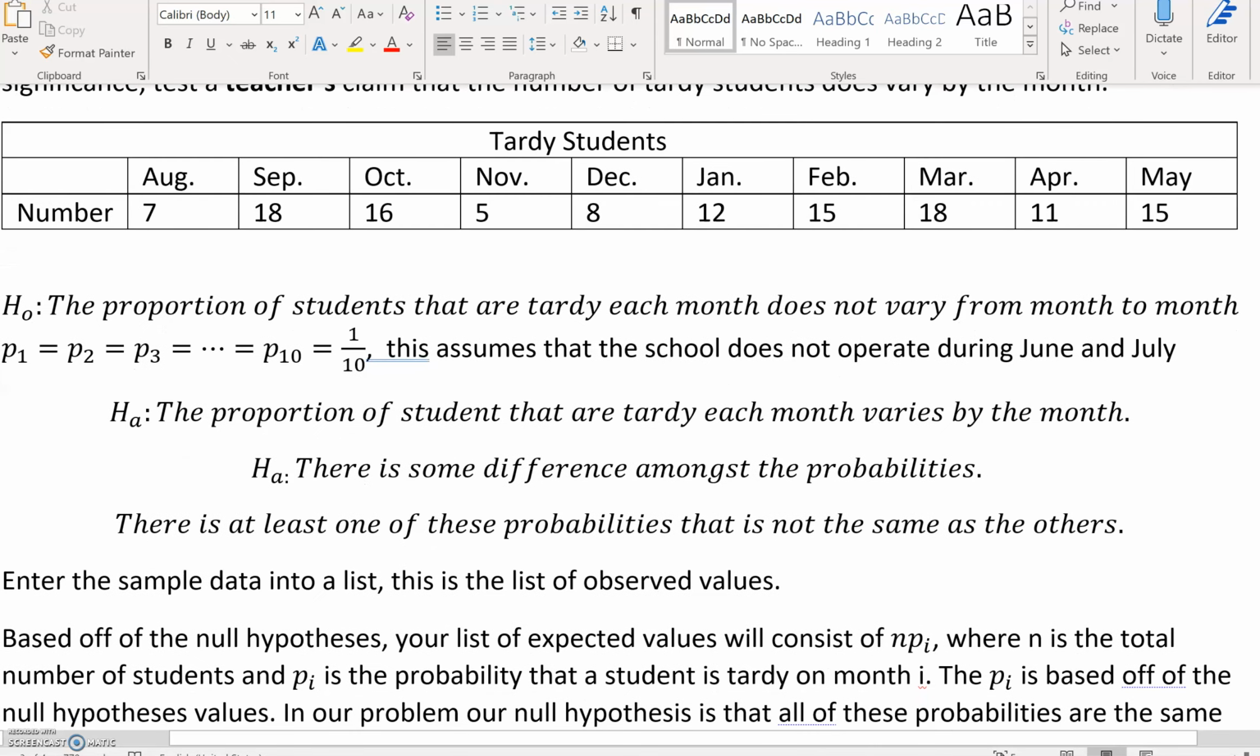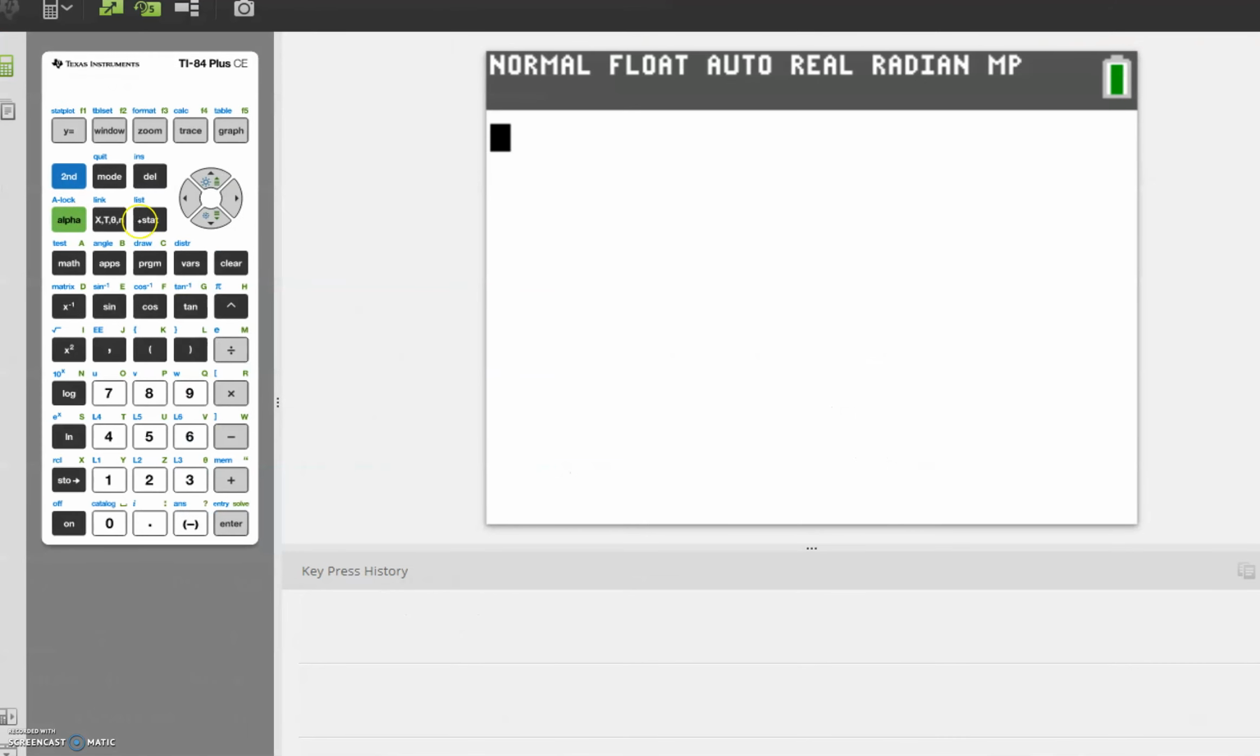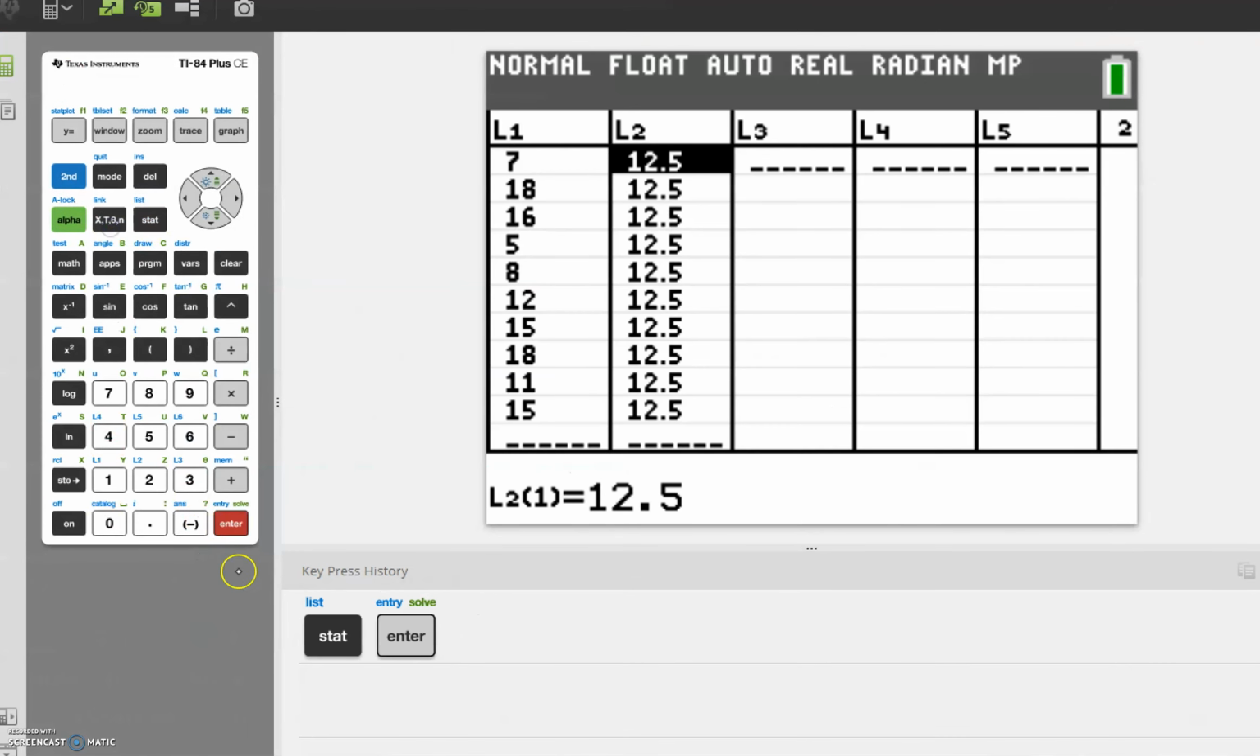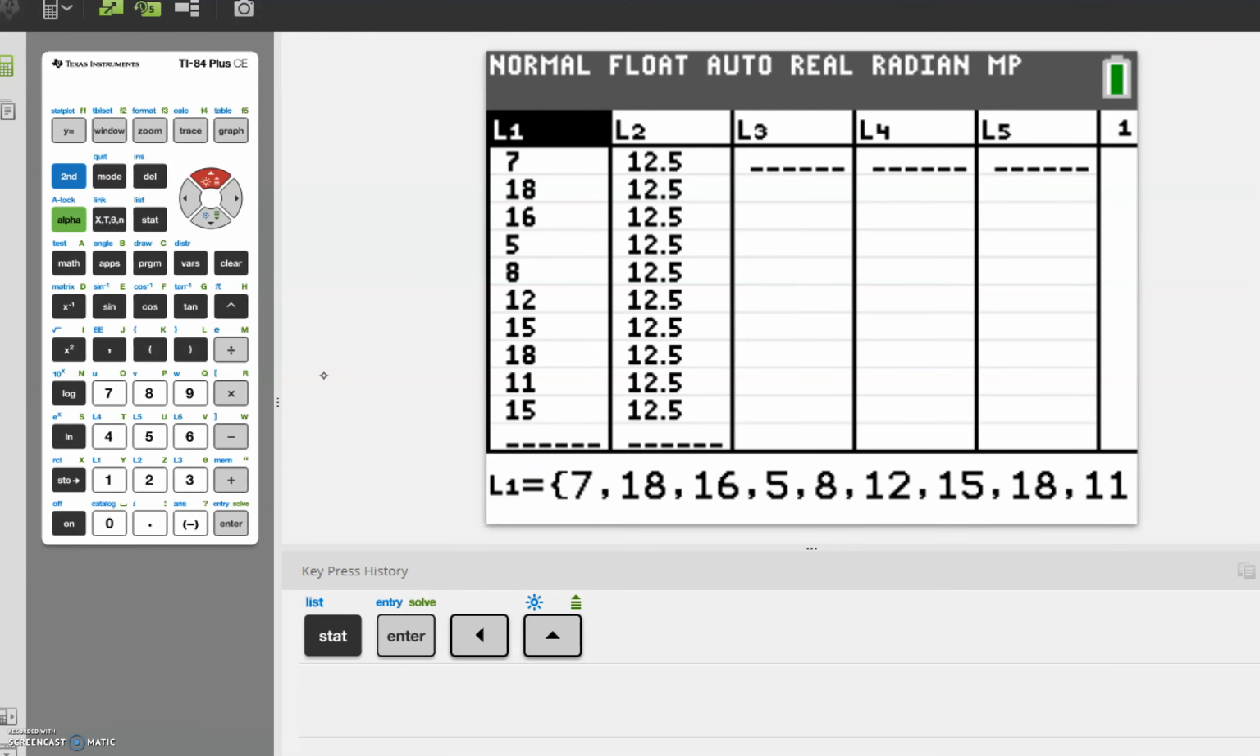Okay, so what do we do? You see this data table that's given to you in the problem. You need to first enter that in as a list on your graphing calculator. So I did that here in list 1.